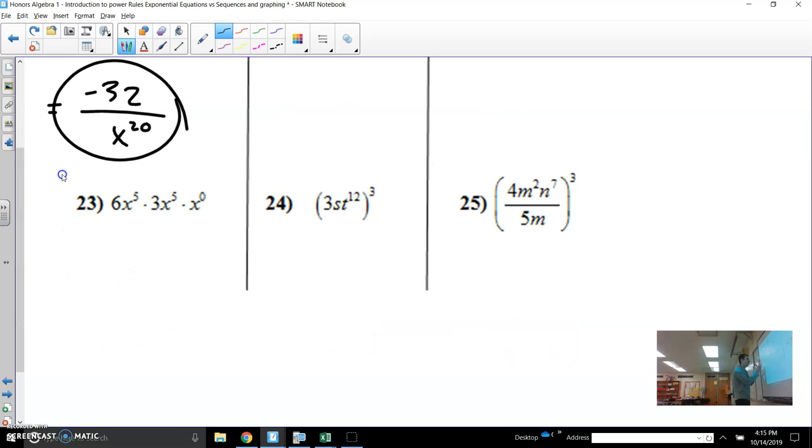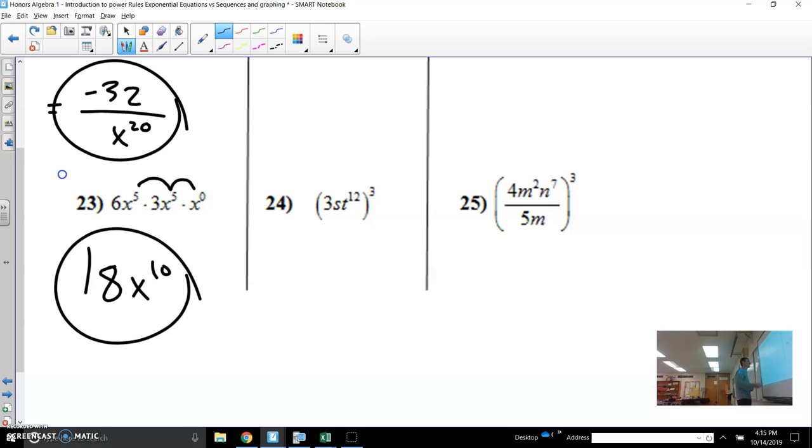And 2 more here. I see a bunch of multiplication here, so 6 times 3 times 1, that's 18. And then if I start taking all these exponents and multiplying them together, well, if you're multiplying variables, you really add them together. So this is 5 plus 5 plus 0, which would be 10. And that would be the final answer.